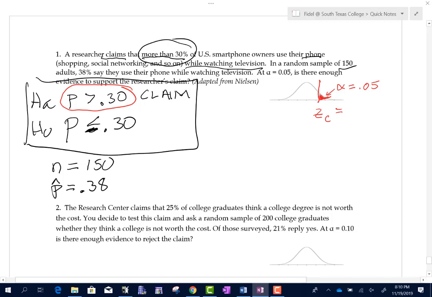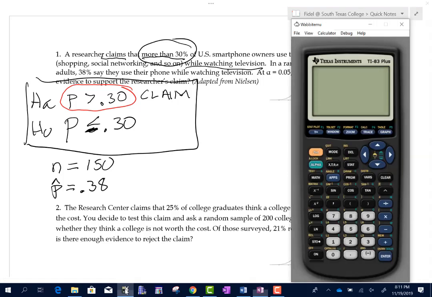So my question to you is this. If the area to the right is 0.05, what would the area to the left be? Remember, the area under the whole thing is always going to be 1, right? So wouldn't the area right in there be 0.95? Okay, so guys, what I'm going to do is grab my calculator.